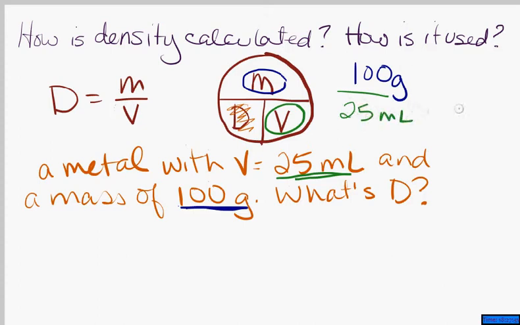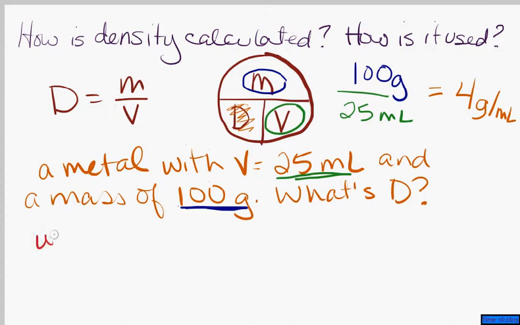And then I need to divide this. And this is something that you should be able to do in your head. 25 goes into 100 4 times. So my density is 4 grams per milliliter. That's my unit for density. My unit for density is grams per milliliter. That's something worth writing down.